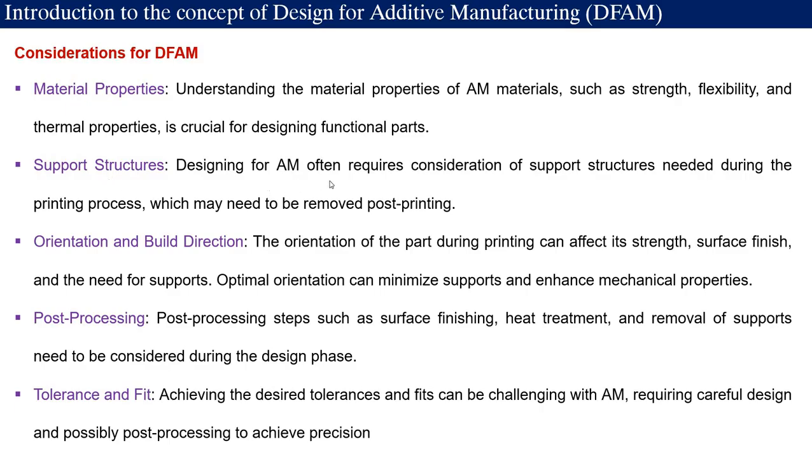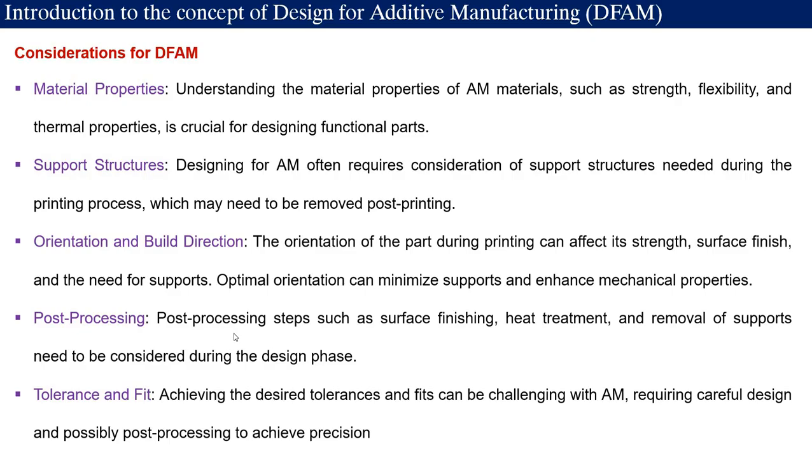When we are designing the 3D print, using this 3D printer, we have to consider the support structure needed during the printing process, which may need to be removed post printing. Whenever we take the 3D model into the 3D printer software, we have to think about the support structure, orientation and build direction. This is also very important because orientation and build direction affect strength, surface finish, and support. So we have to think about orientation and build direction.